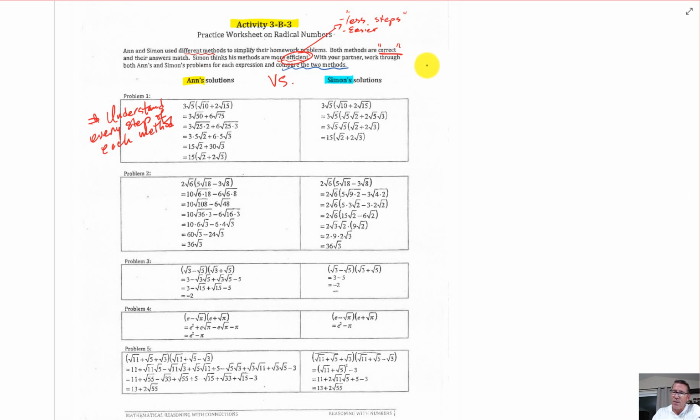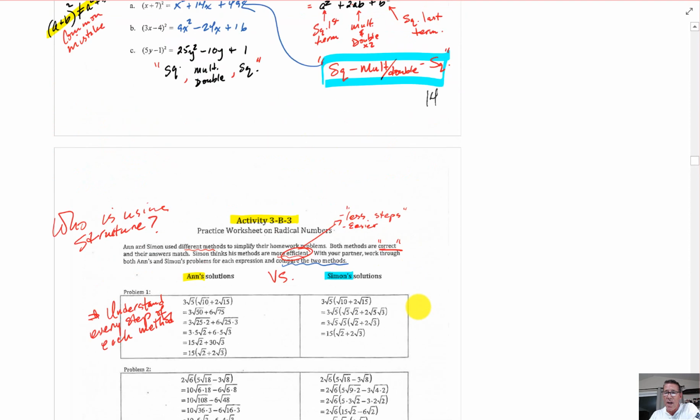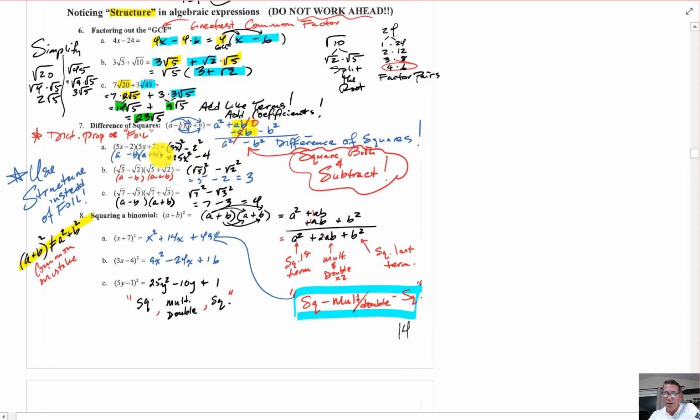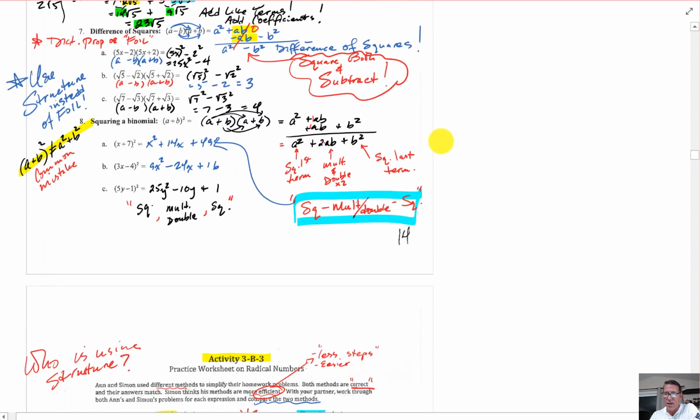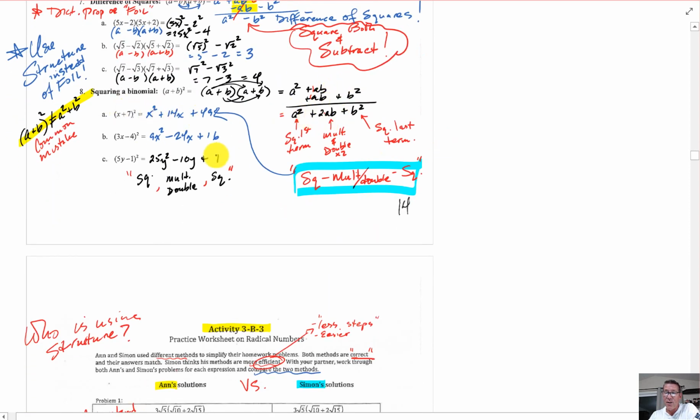So in fact, let me write that down. I'm talking about Anne and Simon here. Who is using structure? Got to think about that. Who is being efficient? Who's doing things the quicker way? And remember, structure like this right here, like the difference of squares, for example. Who's using that technique? Or who's squaring a binomial efficiently, by the square, multiply, double, square technique, versus multiplying 4 times every single time?